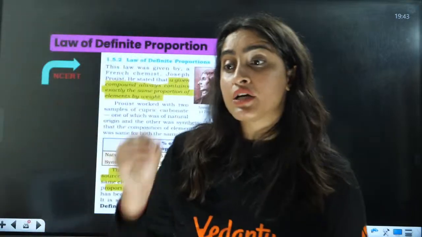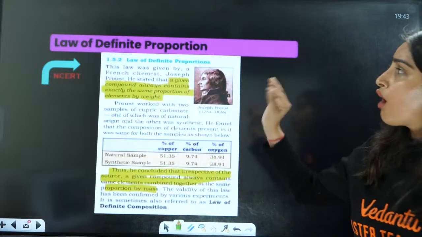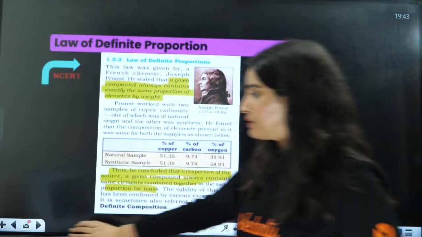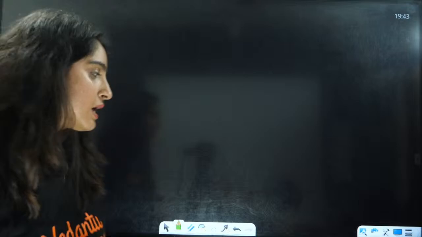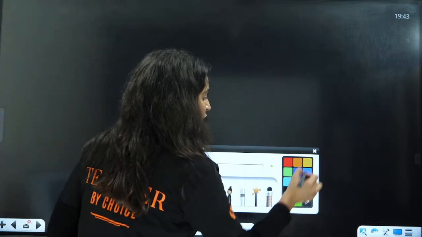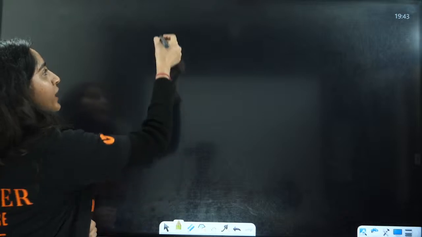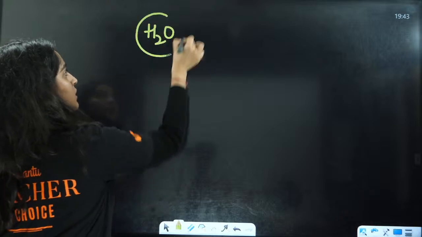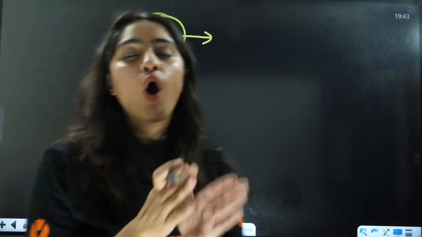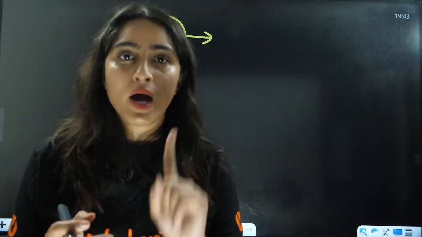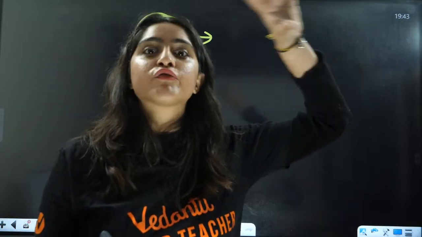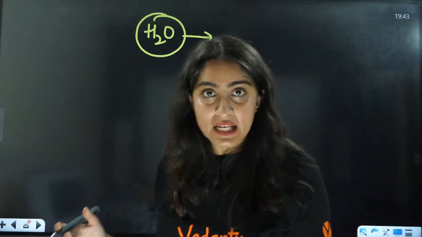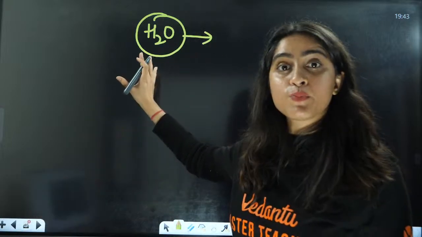The second law that we have is the law of definite proportion. For example, let us talk about H2O. Now water will always have 2 hydrogens and 1 oxygen. Whether it is taken from a pond, from some ocean, from your home or RO, anything, the formula of water is not going to change, right? The formula of water will always be H2O.